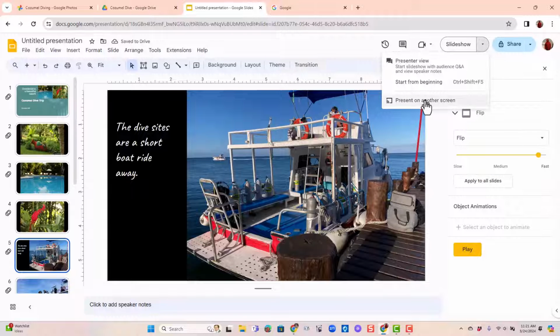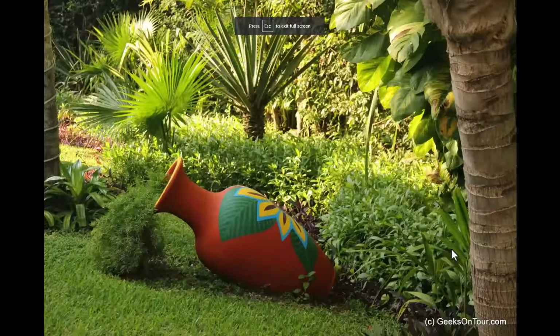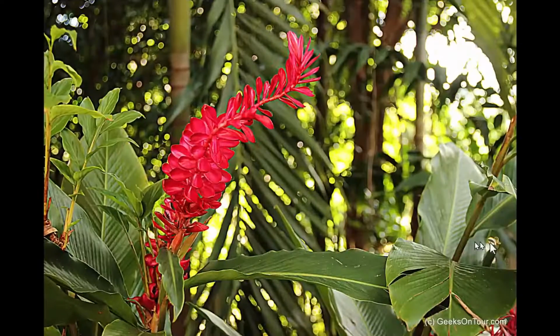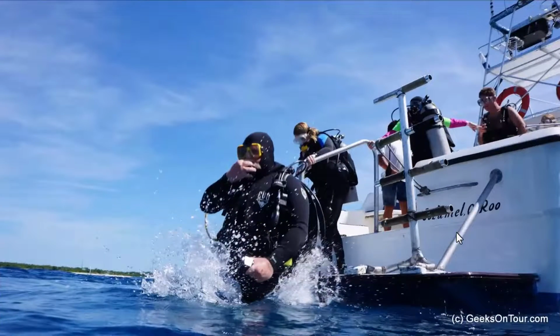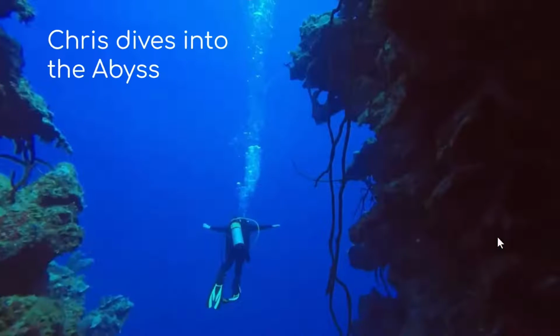Now if I play the slideshow, when I go to the next slide, you have the flip. If you don't like that, you can choose another one. And you can have different transitions between slides. You don't have to have all of them the same. And that is a quick and easy way to make a real slideshow using Google Slides, but Google Photos album.